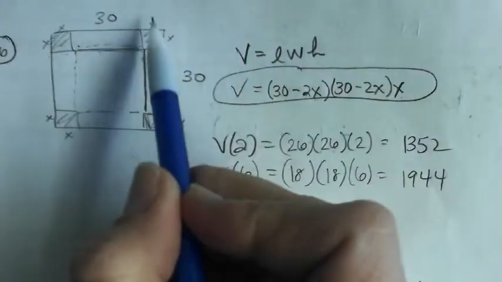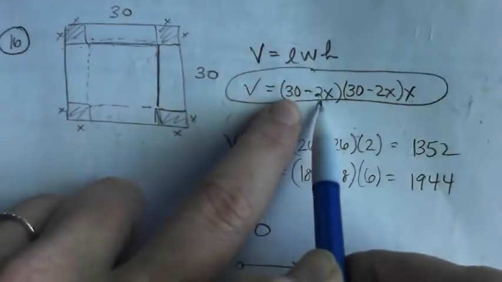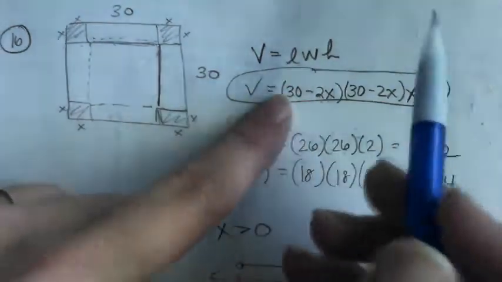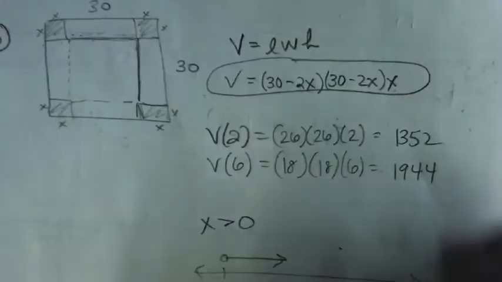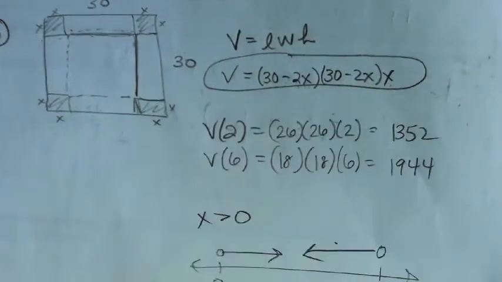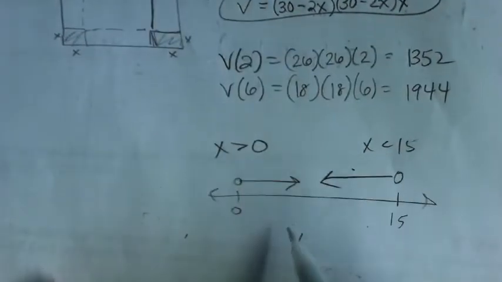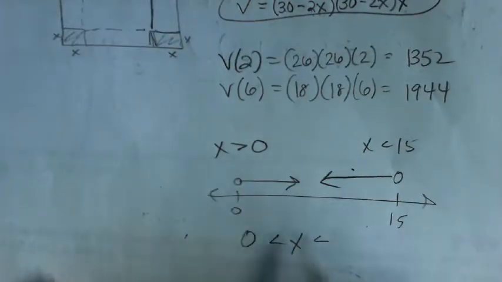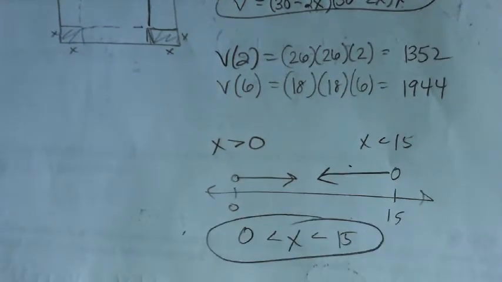You just can't do 15, because if you cut 15 out and 15 out, then 30 minus 2 times 15 would be a 0 volume. You wouldn't have a box. You follow? So essentially, x has to be between 0 and 15 would be your domain.